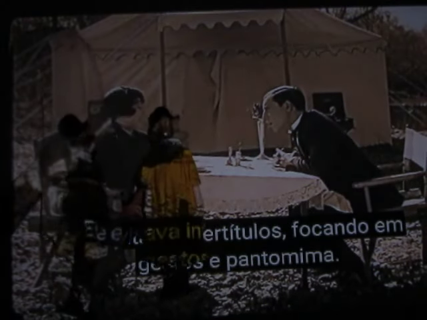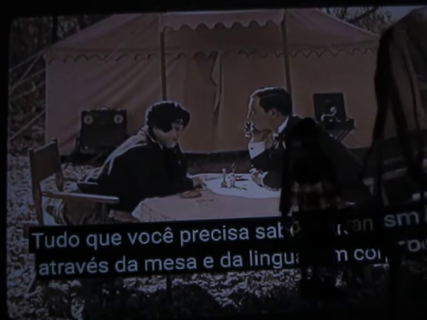He avoided title cards by focusing on gesture and pantomime. In this shot, you never find out what these two are talking about. Everything you need to know is conveyed through the table and their body language.